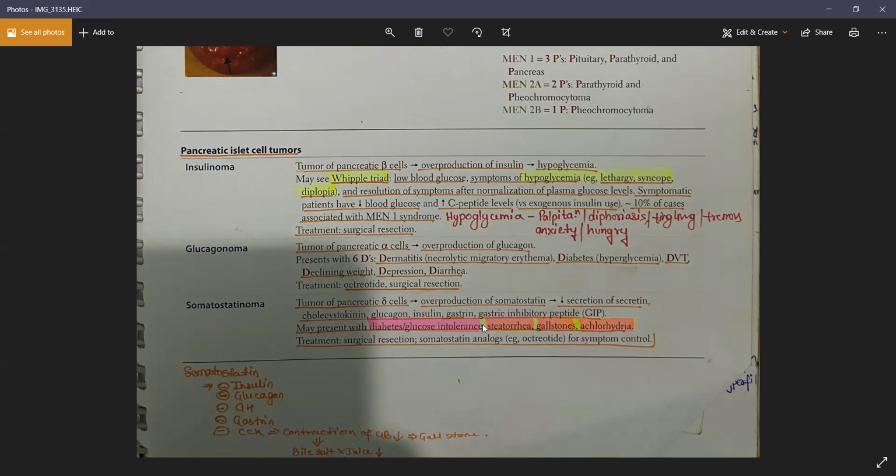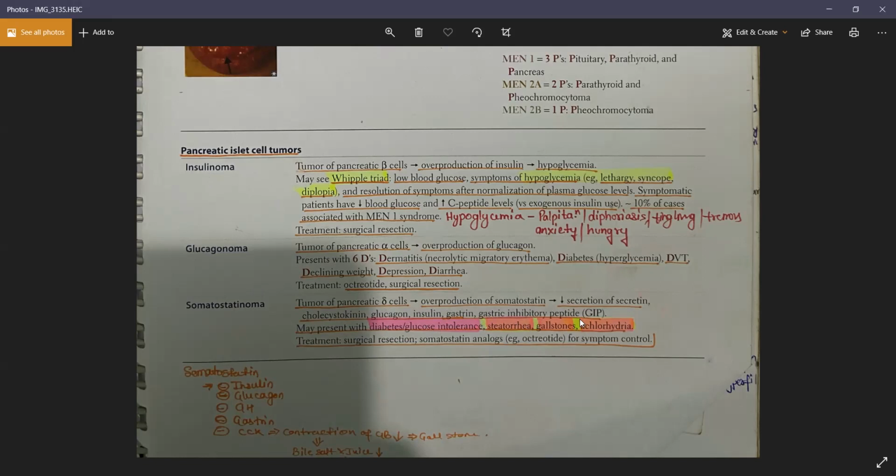Why steatorrhea? Anyone can try. Why steatorrhea? Why the fat loss? Because the pancreas isn't giving you the proper digestive enzymes. Okay, and second thing is somatostatin also inhibits the pancreatic enzyme secretion. Okay, that's why you will get the steatorrhea.